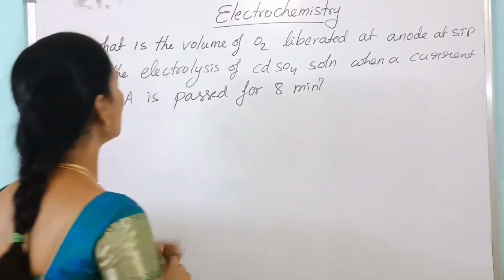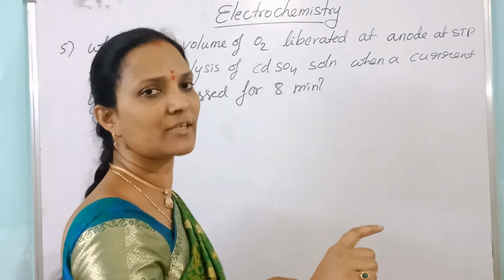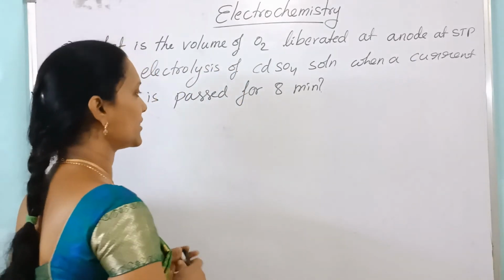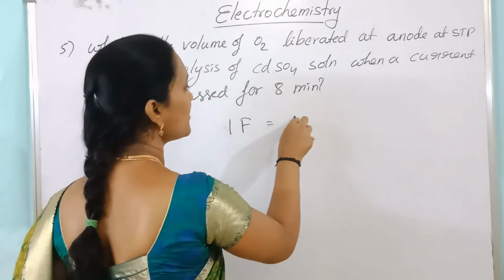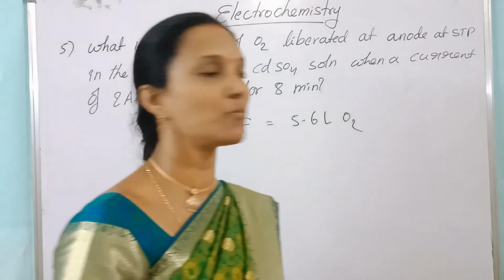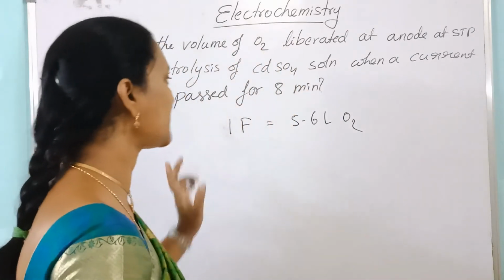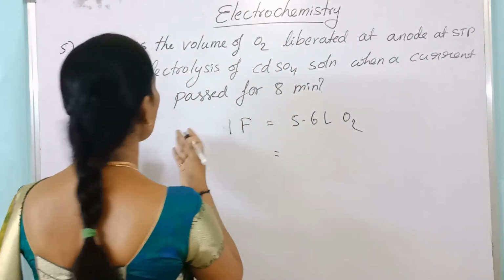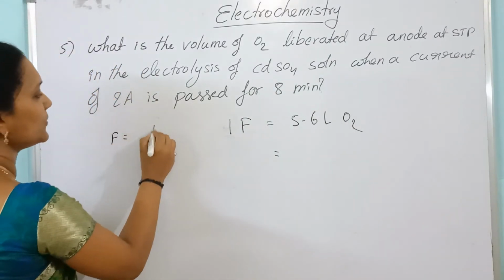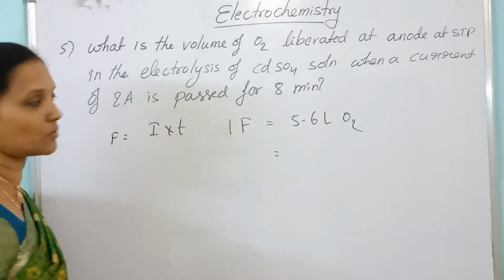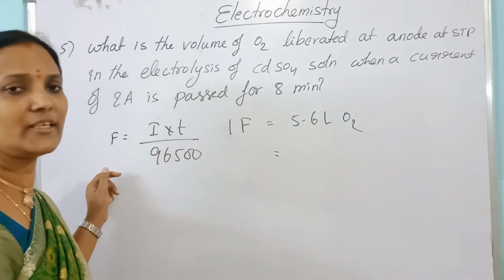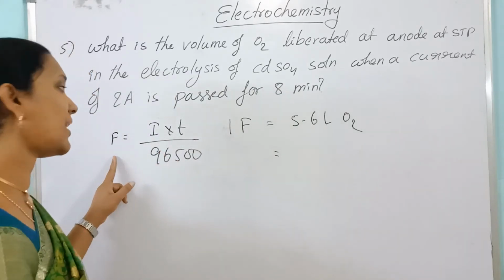Now here 1 Faraday is 1 gram equivalent of cadmium and 1 gram equivalent of oxygen. This is not required, just the volume only they are asking. So here 1 Faraday gives 5.6 liters of oxygen. Yes or no? 1 Faraday releases 5.6 liters of oxygen. This relation is the better one. So now, first identify how many Faradays. How to calculate the number of Faradays? Number of Faradays is equal to I into T, the coulombs or quantity of electricity, by 96,500. Directly like this we can solve. How many Faradays are we getting?